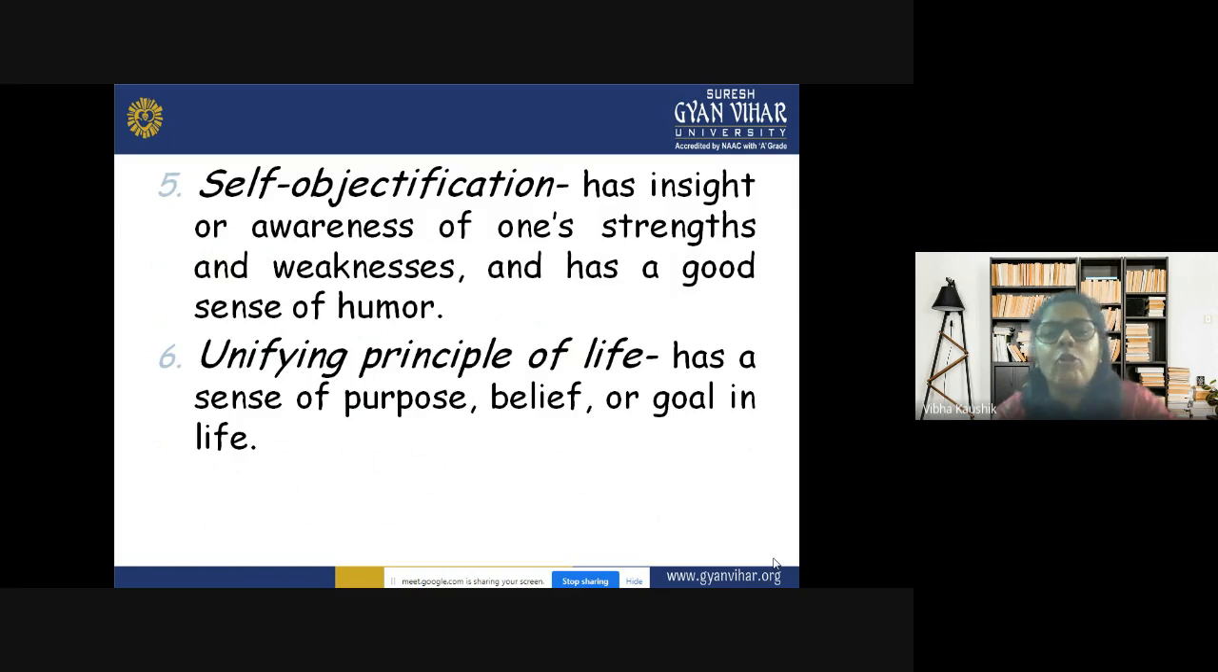Unifying principle of life: has a sense of purpose, that I have that purpose for my life. I believe in that, or a goal in life, and this is the particular goal that I want to achieve in my life.